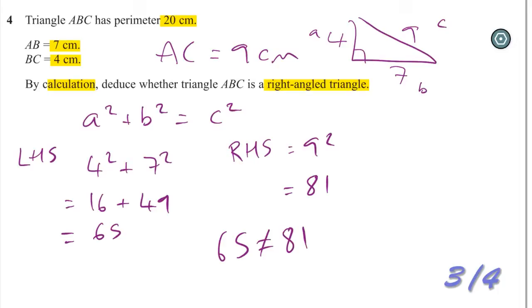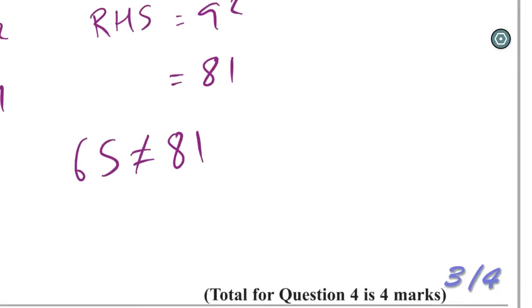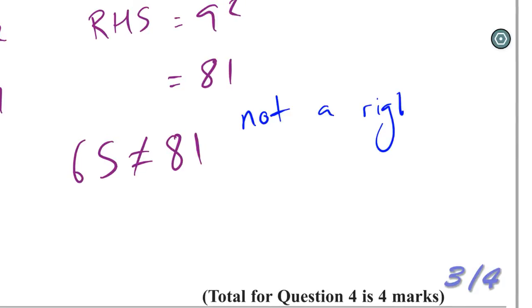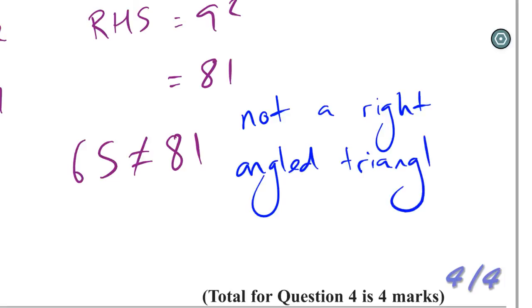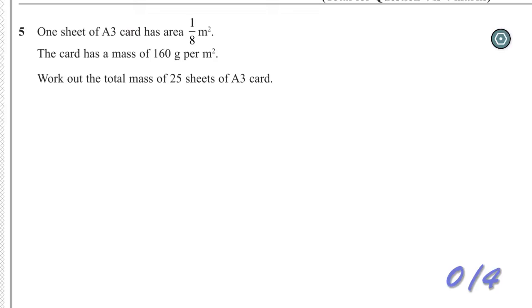So we can't just stop there to get all the marks. We do actually need to add a little bit more. We've said that 65 doesn't equal 81, but we haven't actually shown the examiner we know what that means. We might have just got there and given up. We need to really make it clear that we're aware this means it isn't a right angled triangle, so we would just write at the end here, not a right angled triangle. There we go. Okay, question 5.